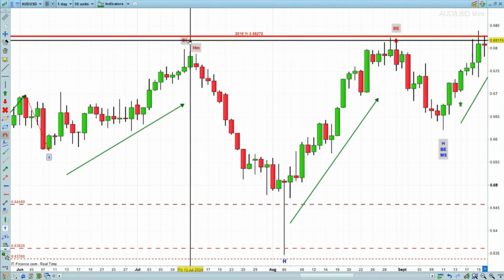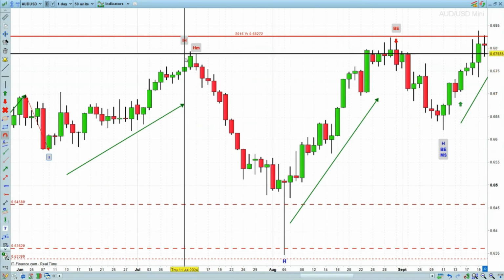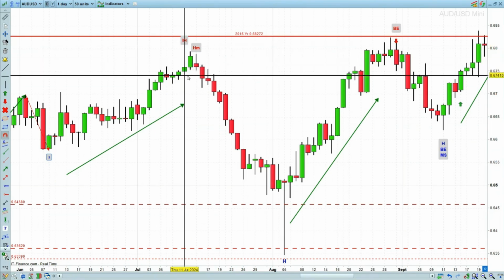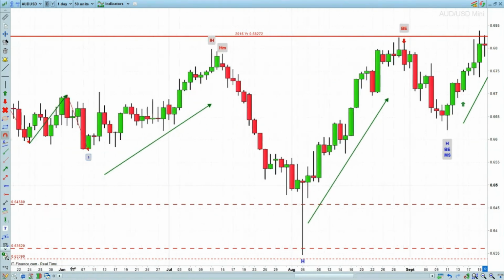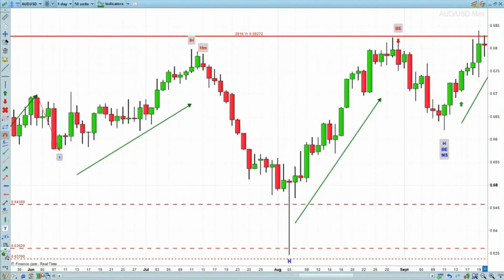Like this one here, which is coming after this uptrend, and then we saw an inverted hammer. What is an inverted hammer? An inverted hammer is just the opposite of the hammer. It's an upside down hammer.